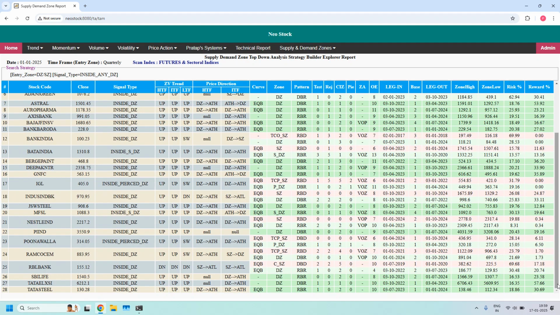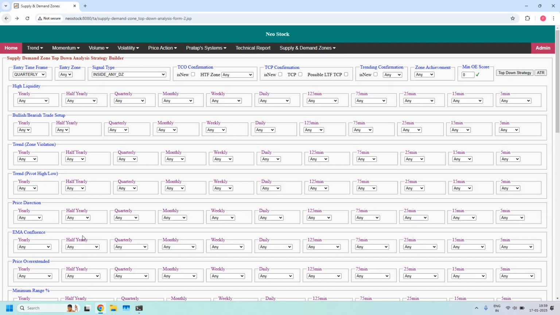We can further reduce the list by adding a high probability parameter, EMA confluence, quarterly demand zone having quarterly EMA confluence. So let me add the filter EMA confluence at quarterly time frame by setting the filter quarterly demand zone having quarterly EMA confluence. But when you are setting EMA confluence, the trend should not be sideways, because in sideways trend, EMA confluence does not give any additional advantage.